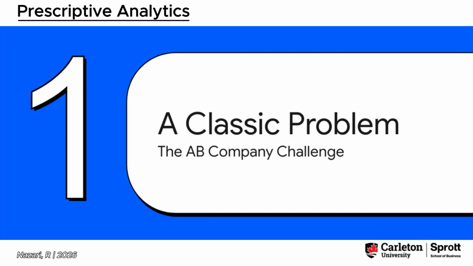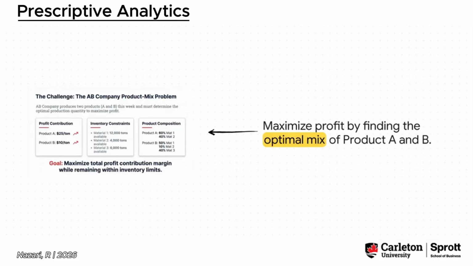Okay, to see exactly how this works, let's get practical. We are going to solve a classic business puzzle, the AB Company's Product Mix Challenge. So meet the AB Company. Their problem is pretty straightforward. They make two products, A and B. Now, product A is more profitable per ton, but here's the catch. Making both products requires 3 different raw materials, and their inventory is limited. The goal is simple. Find the exact production mix of A and B that's going to squeeze out the most profit possible without running out of supplies.